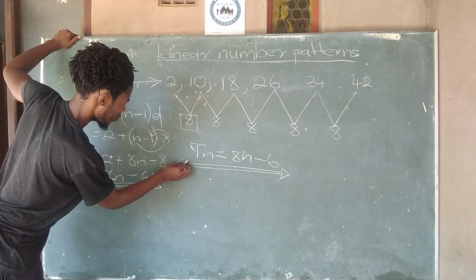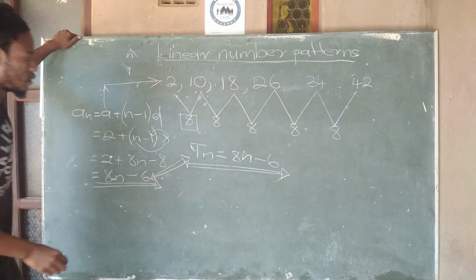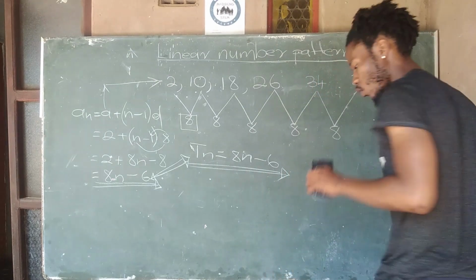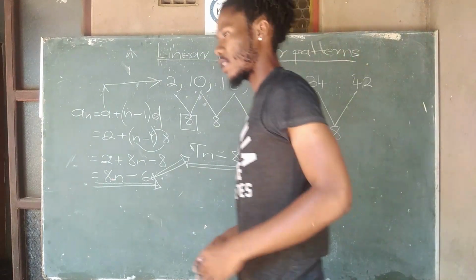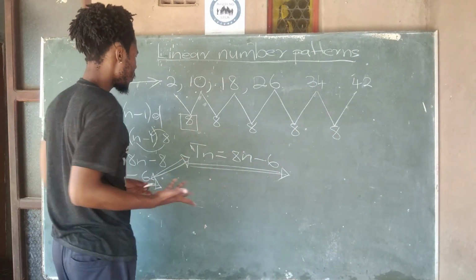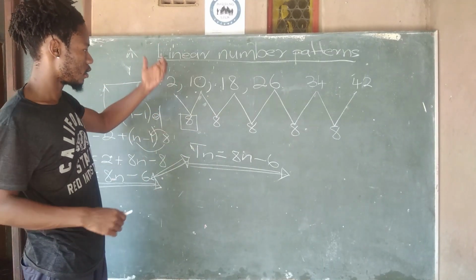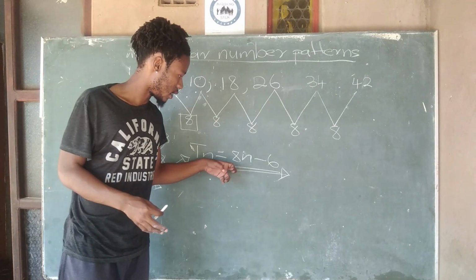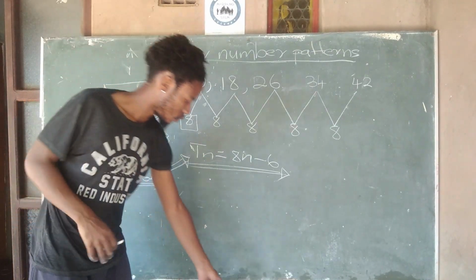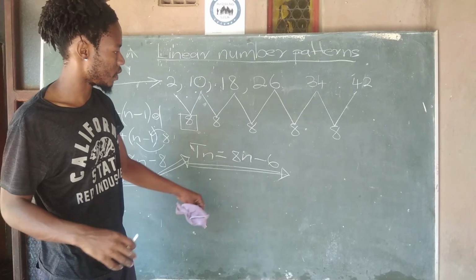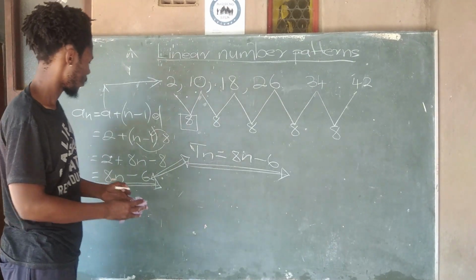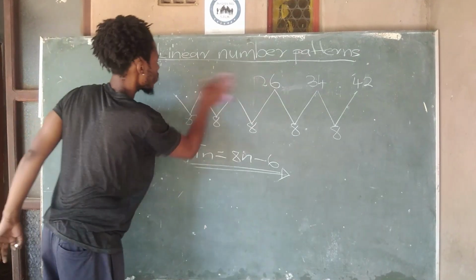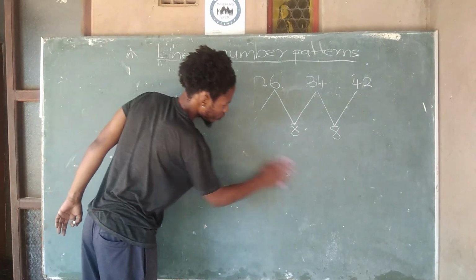The same general term by using 2 methods, guys. It's up to you. It's either you use the formula or you use this method, the one that I did here. So this is a linear number pattern, arithmetic sequence. I hope you get it, guys.